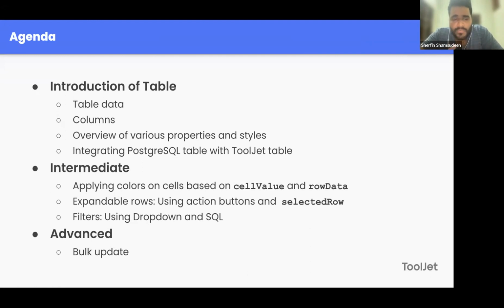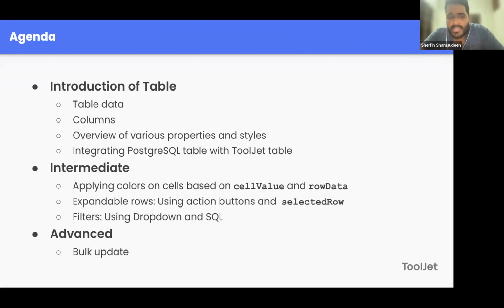Then also filters. So in table, we have different types of filters that we need to apply. These are advanced filters, not the filters that come with ToolJet table. So we'll do a demo of how to implement that.